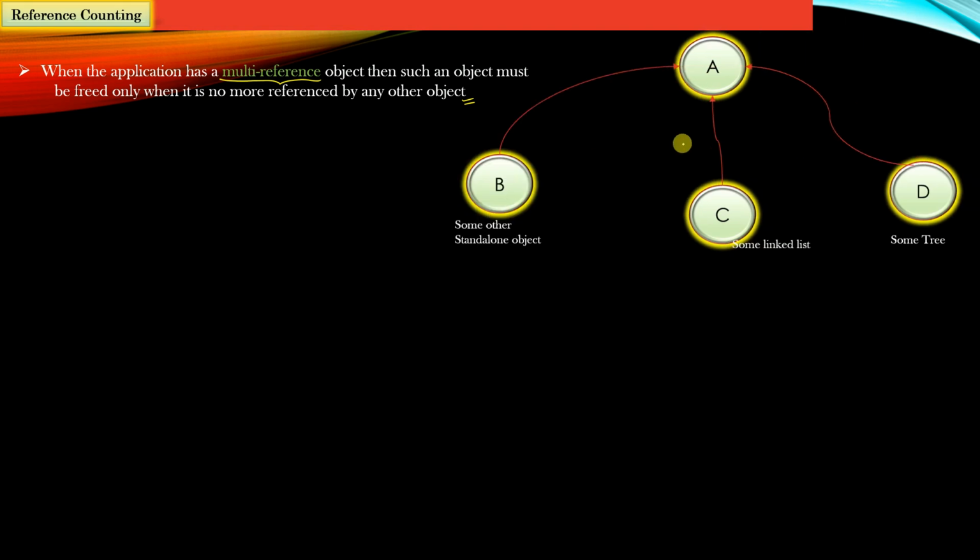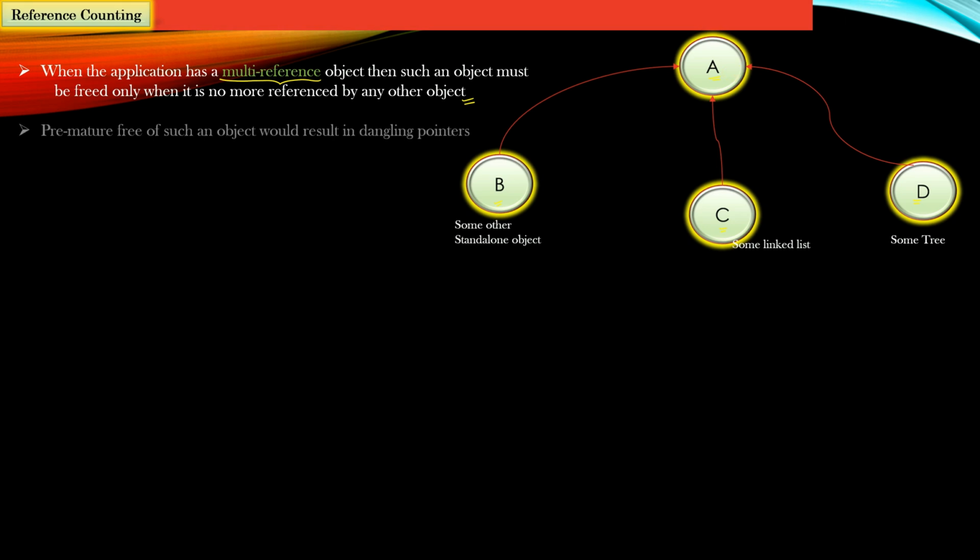Suppose your application has an object A, and the objects B, C and D hold a reference or pointer to the object A. Object B could be some other standalone object, object C could be a linked list, and one of the nodes in this linked list holds a pointer to the object A. Similarly, object D could be a binary search tree, and one of the nodes in this binary search tree holds a reference or a pointer to the object A.